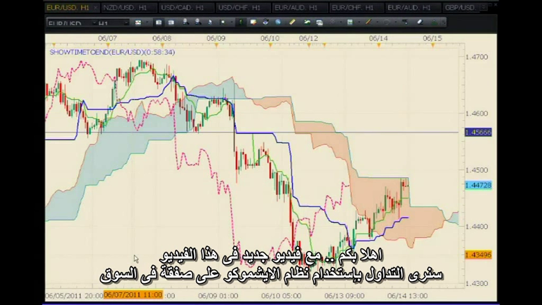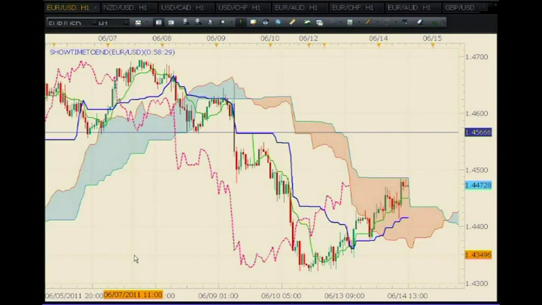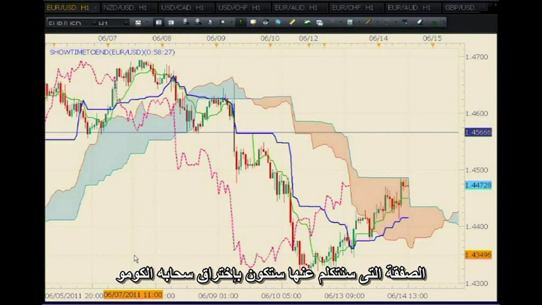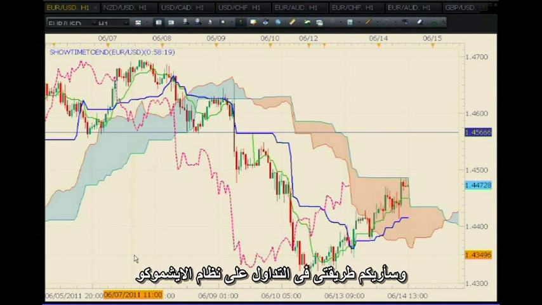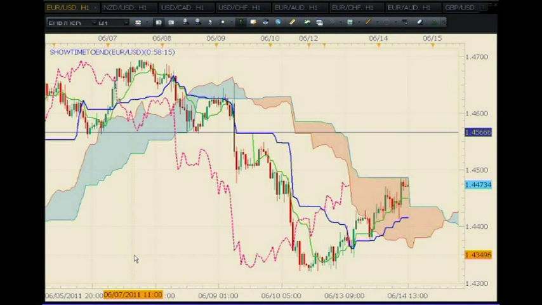This time we're going to talk about the Ichimoku system as usual, but we're going to go over a trade setup. The trade setup that we want to go over is the Kumo breakout. We're also going to look at a Kumo bounce, and other ways to trade these setups, and I'm going to show you the way that I have the Ichimoku system set up.